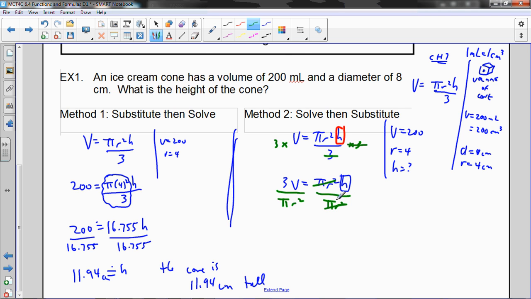That cancels. And then I am left with 3v over pi r squared equals h. I've changed the subject. H is the subject now. And now notice that this is kind of like a brand new formula, right? And I could use this anytime I wanted to, if I chose. And now I can just substitute in. I've solved for h, now I substitute in.